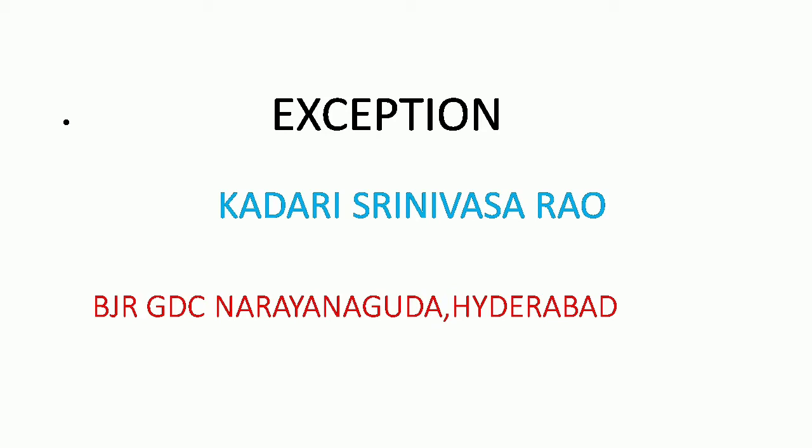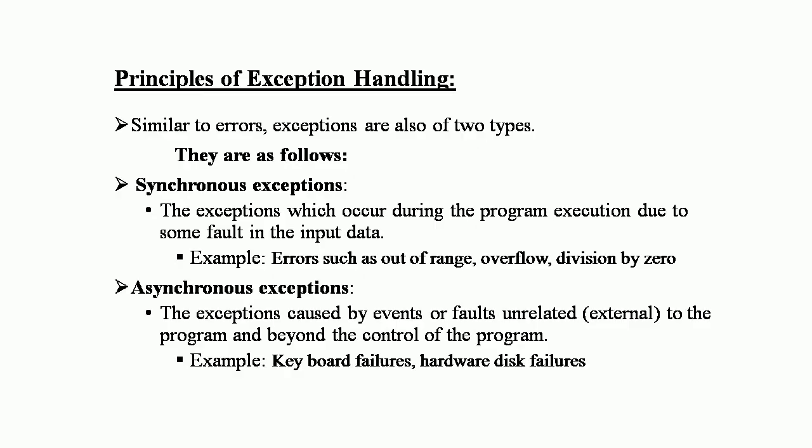Today's topic is exception handling in C++. One of the advantages of C++ over C is exception handling. Exceptions are runtime anomalies or abnormal conditions that a program encounters during its execution. There are two types of exceptions: synchronous and asynchronous. Examples are those beyond the program's control, such as disk failures. C++ provides some specialized keywords for this purpose.